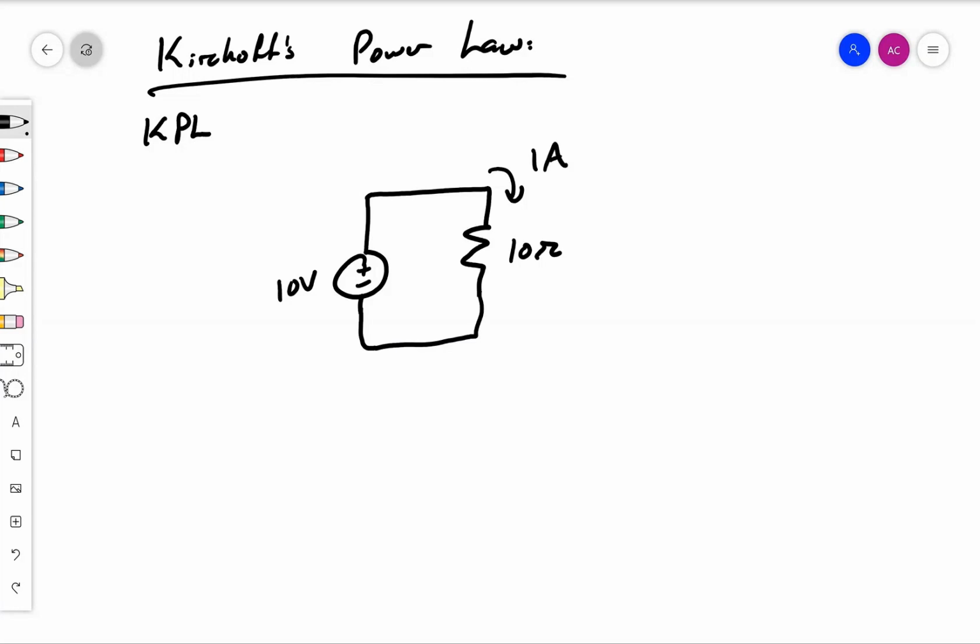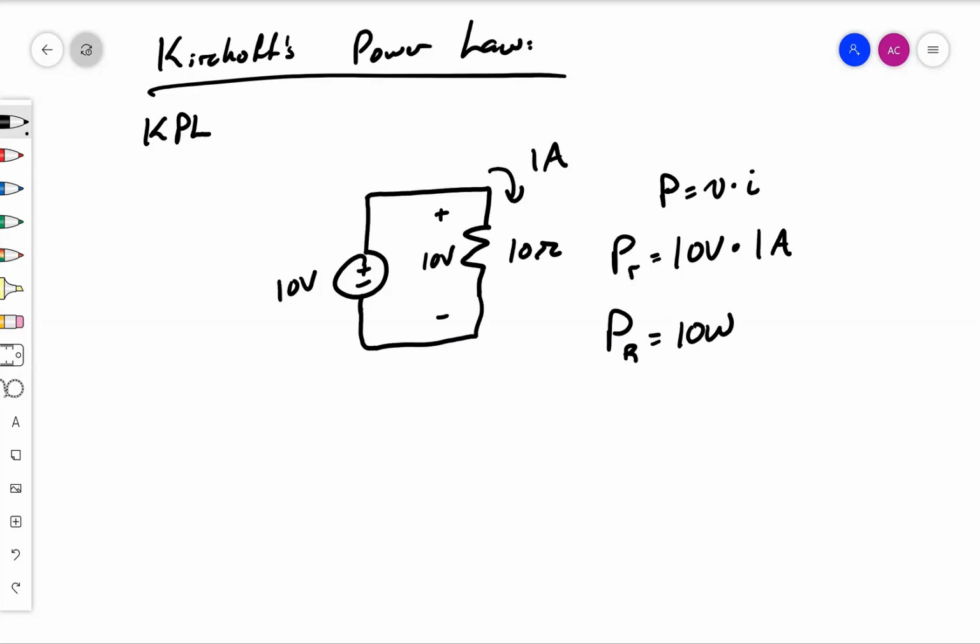Okay, so now power is equal to voltage times current. There's a voltage drop here of 10 volts. So let's say the power in the resistor is equal to that drop of 10 volts times the current of 1 amp. Okay, so then the power in the resistor is going to be equal to 10 watts. And this is a positive number, so that means that power is being dissipated.